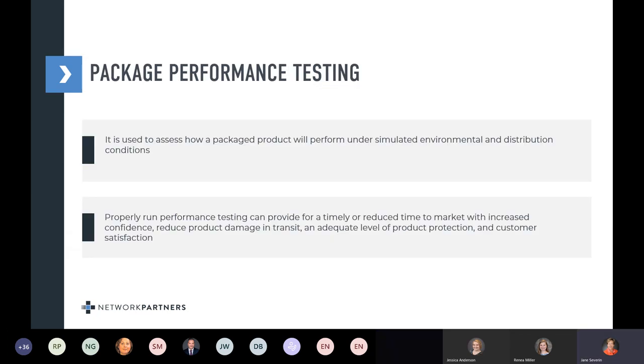Package performance testing is used to determine how a packaged product will perform under simulated environmental and distribution conditions. Properly run performance testing can provide for a timely or reduced time to launch, increase confidence in your system as it goes to market, reduce product damage in transit, and apply the appropriate level of packaging protection so you're not over packaging, and of course, customer satisfaction.